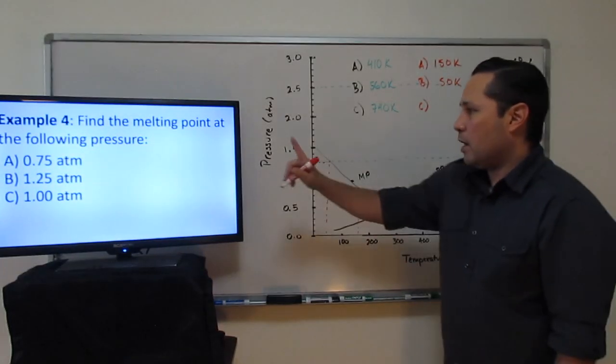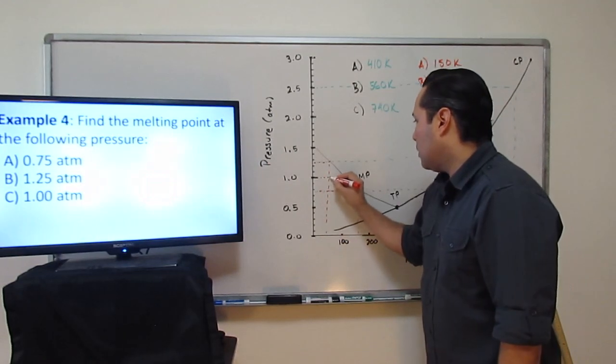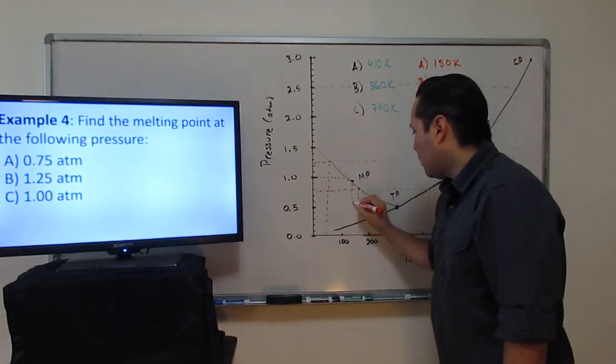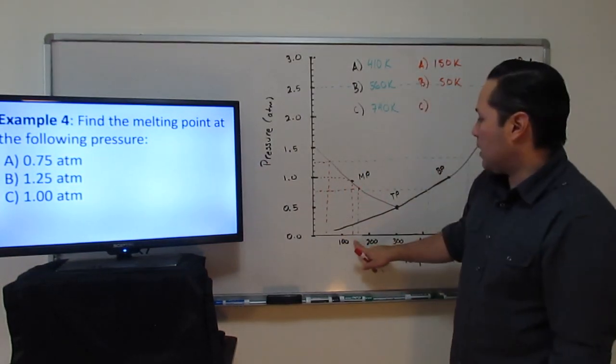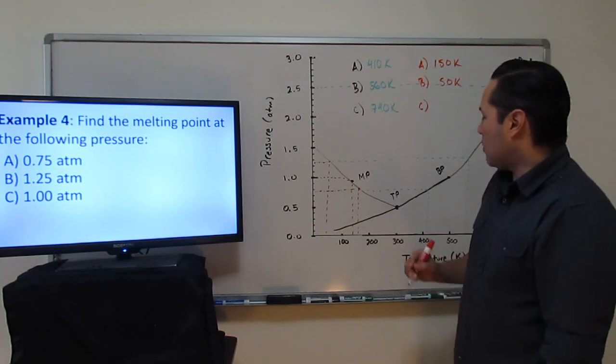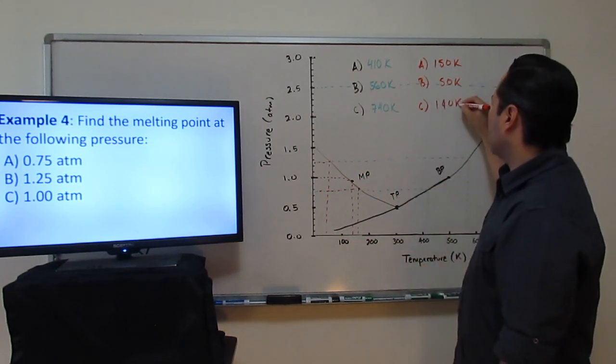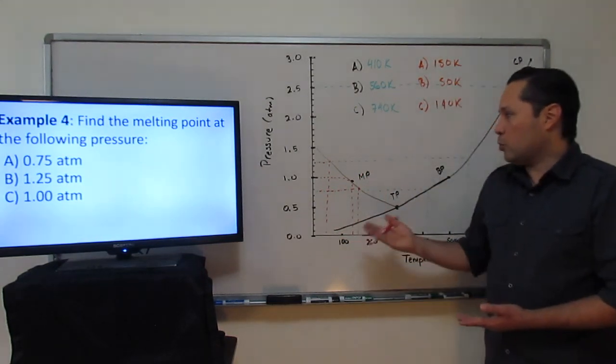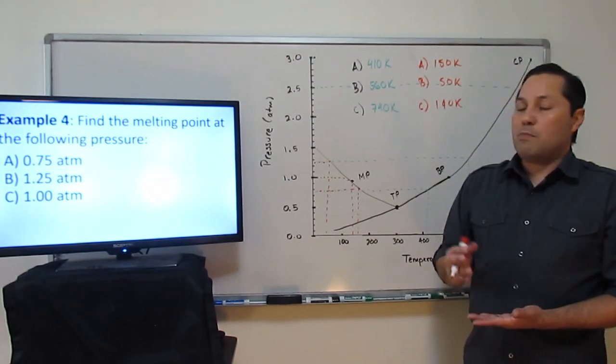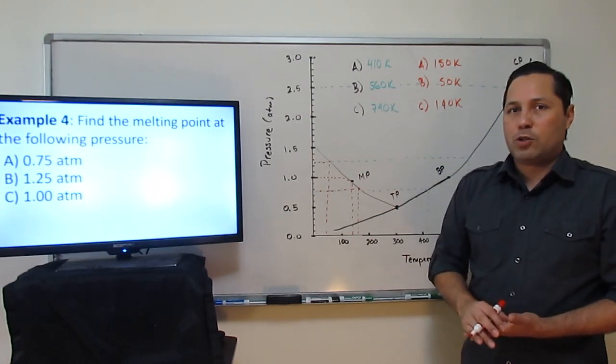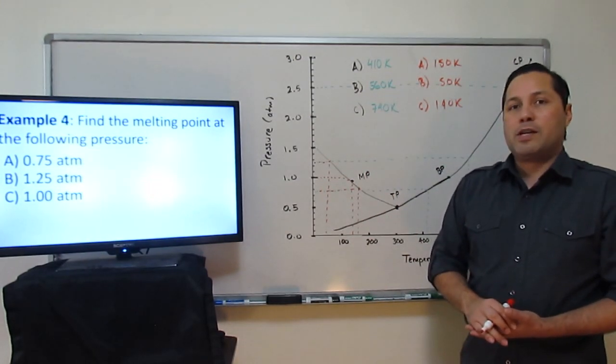And the final one at 1 atm. When it hits that line, it goes down, and that's going to be somewhere around 140 K. So those will be our answers for the melting point at those particular pressures. All right, awesome. That takes care of example 4.